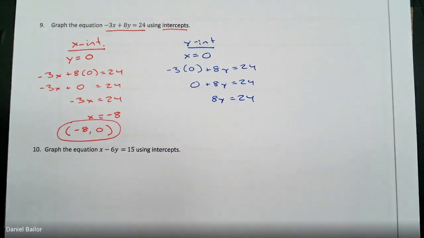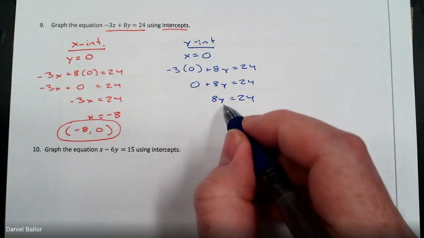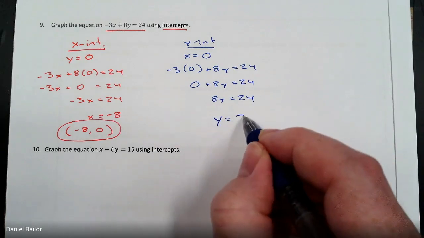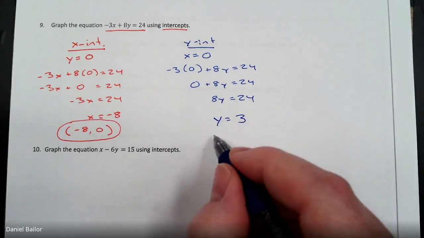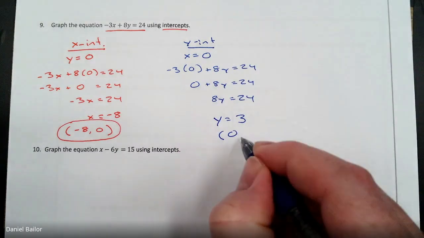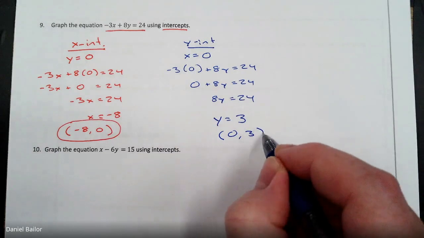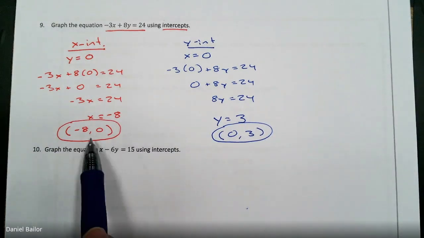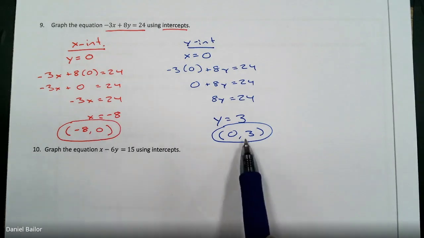Division property of equality, divide by 8. 8y divided by 8 is 1y. 24 divided by 8 is 3. So at that point, x was 0, y is 3. That's my Y-intercept. So I have the X-intercept where the line crosses the x, I have the Y-intercept where the line crosses the y.